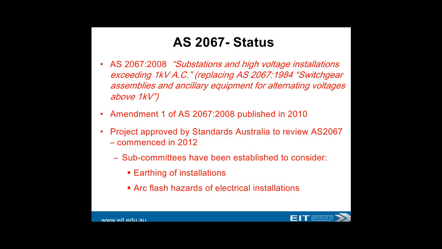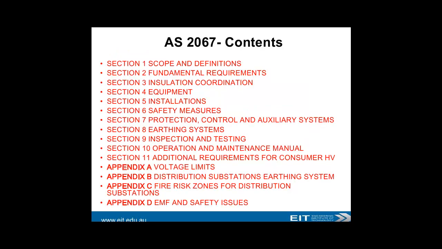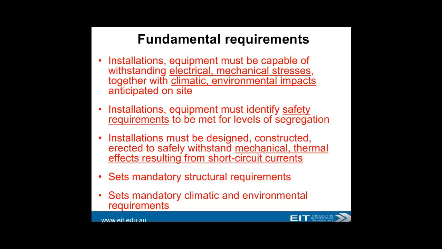So just briefly, there's 2008, there's an amendment in 2010, and there's also a project which commenced in 2012 to focus on earthing, a good old chestnut, and arc flash hazards. And the contents of AS 2067 I'm just going to briefly look through now. It goes all the way from scope and definitions, fundamental requirements, installation coordination, all the way through to safety issues. So I'm just going to quickly look through the various bits.